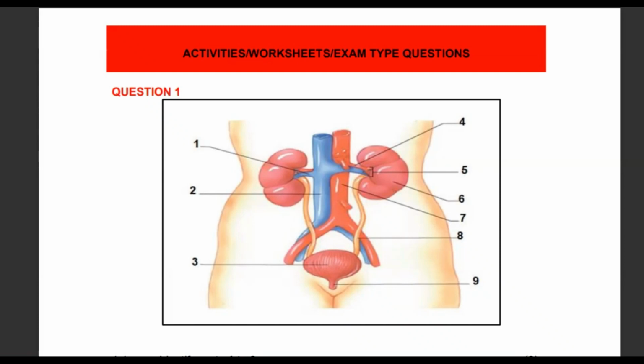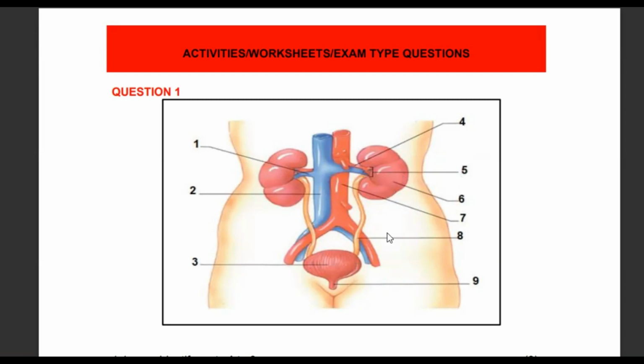Excretion in humans, and we're going to be dealing with some of the questions which you find difficult in answering in this topic. So the first question: you see here the excretory system is trying to show you a kidney, a bladder and blood vessels. But if you look at it, can you label it correctly?